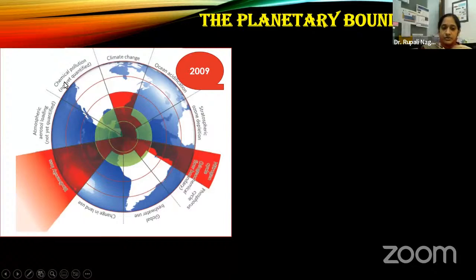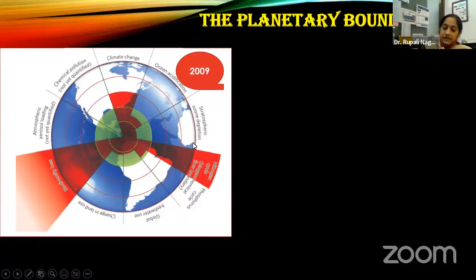Then chemical pollution, it's not yet quantified. Atmospheric aerosol loading, not yet quantified. Then biodiversity loss, changes in land use, global freshwater use, phosphorus cycle, nitrogen cycle, catastrophic ozone depletion, ocean acidification. So these are the limits that you see on this figure. And out of these, in 2009, we were already in the red zone for 3 of these 9 boundaries.